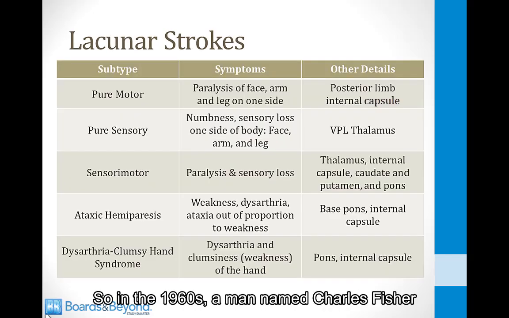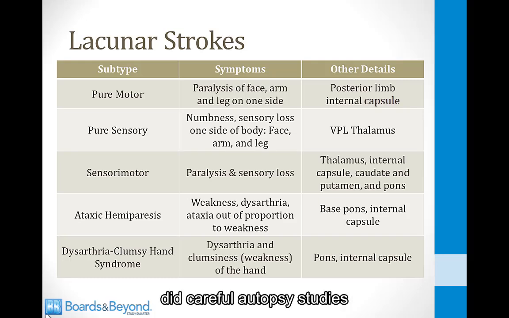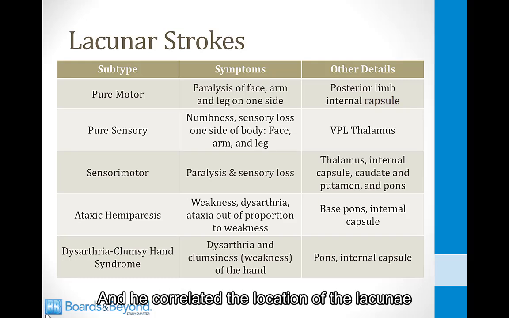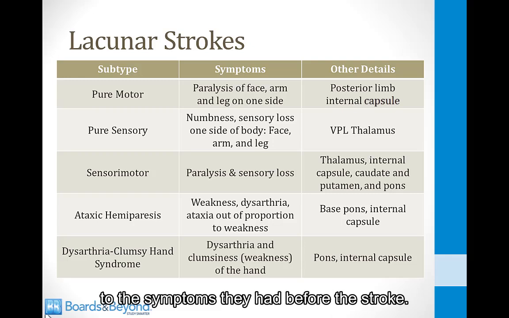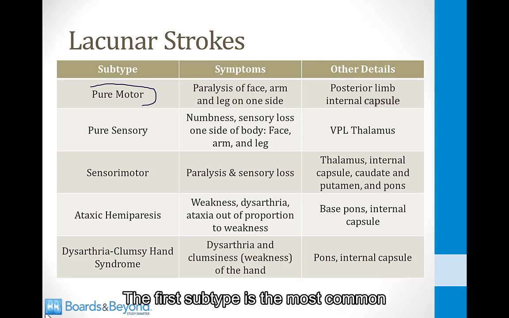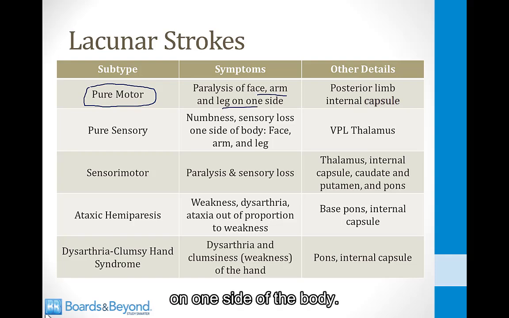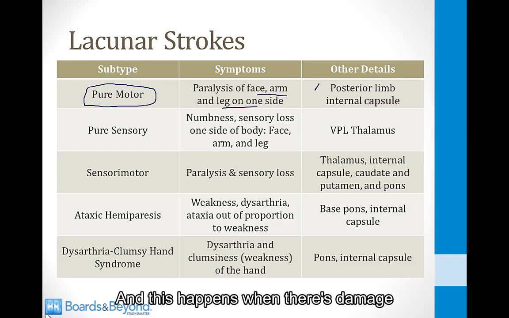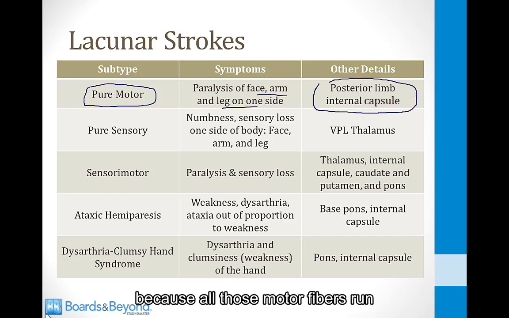So in the 1960s, a man named Charles Fisher did careful autopsy studies of patients with lacunar strokes, and he correlated the location of the lacunae to the symptoms they had before the stroke. And based on his work, there are 5 subtypes of lacunar strokes that have been identified. The first subtype is the most common, and that's the pure motor stroke. These patients have a lacunar infarct with paralysis of the face, arm, and leg on one side of the body. And this happens when there's damage to the internal capsule because all those motor fibers run through the internal capsule.